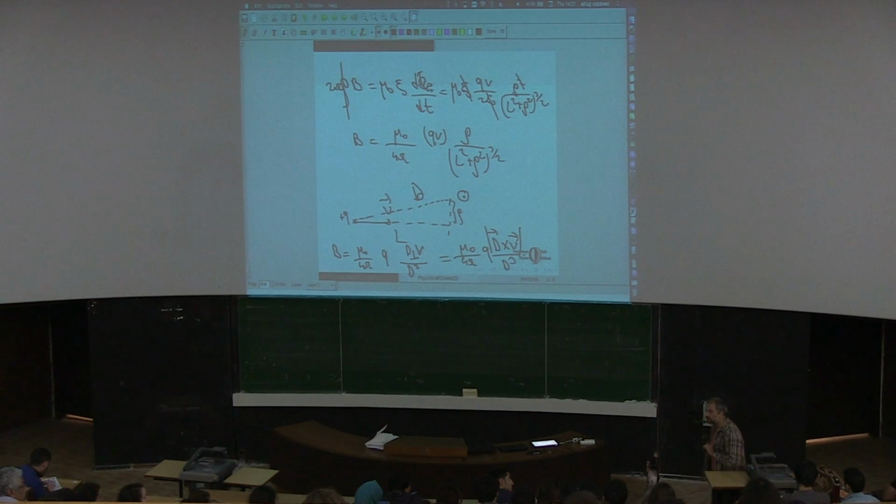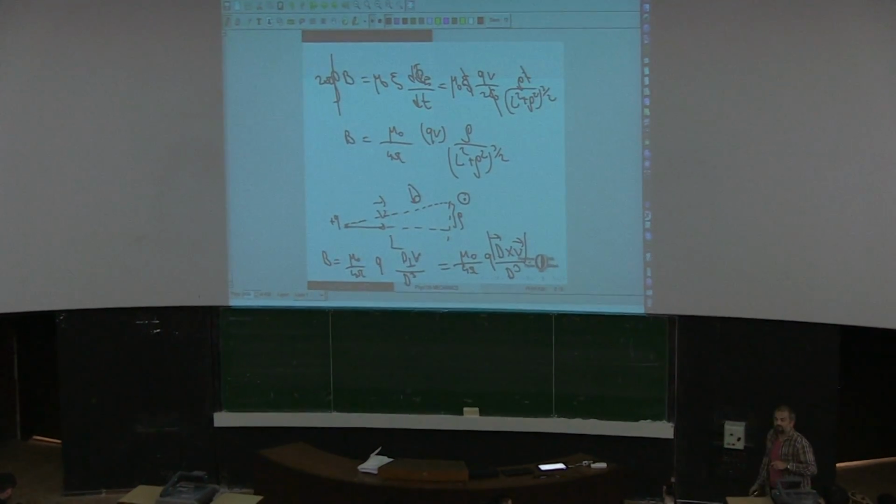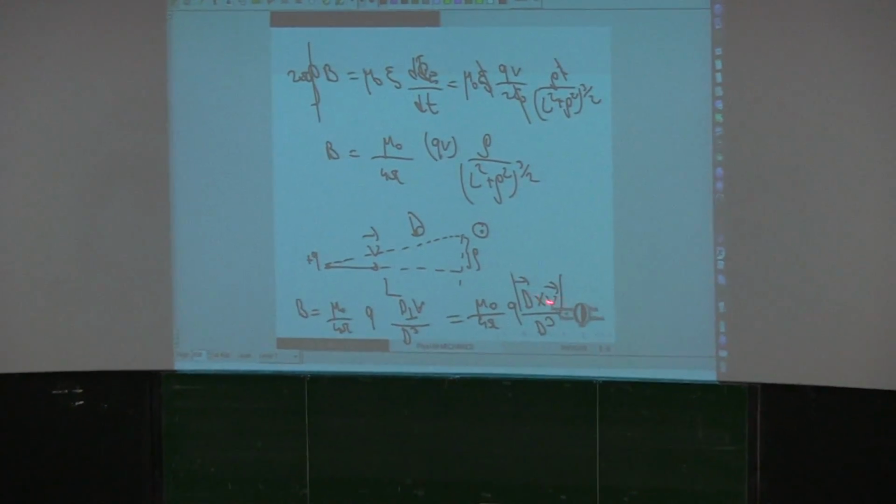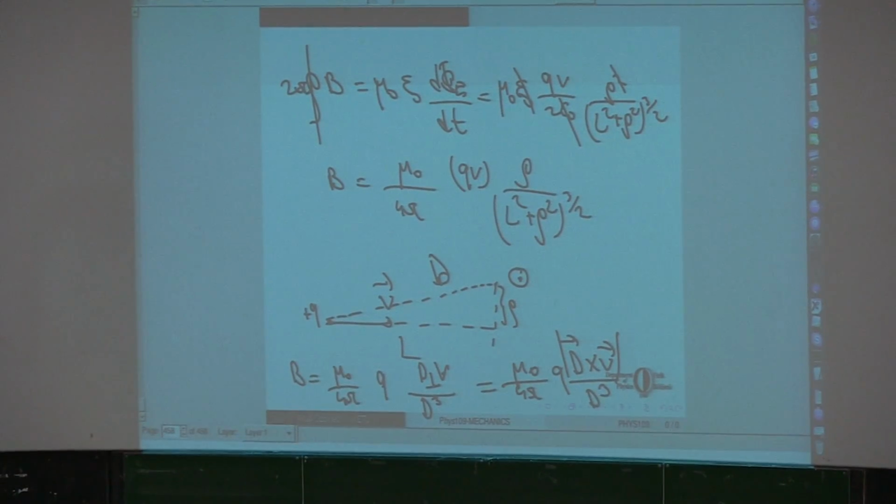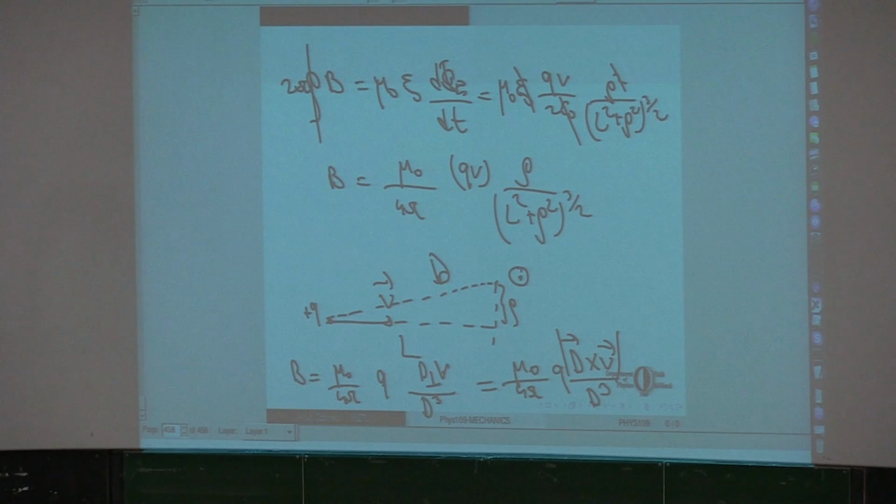This is similar to the Biot-Savart law. What about the direction? What is the direction of D cross V? It is in the opposite direction to the magnetic field. So V cross D also has the same direction as the B.